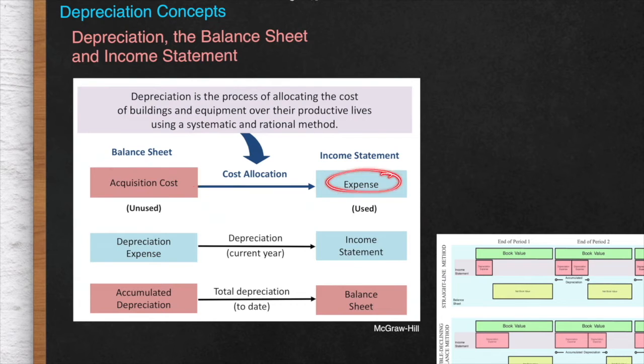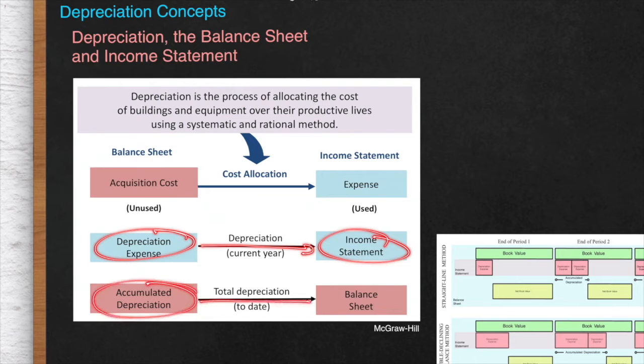And then when you allocate the cost of that asset, you want to expense it on the income statement. There's a breakdown right here. You debit depreciation expense on the income statement. You credit accumulated depreciation on the balance sheet. So those two things are what you record when you record depreciation for a fixed asset. Depreciation expense is an expense, and accumulated depreciation is a contra asset.